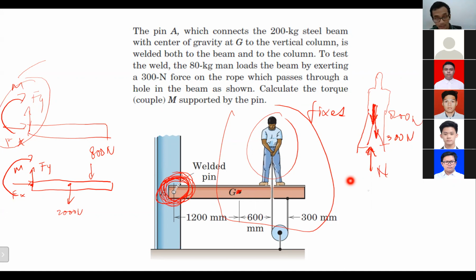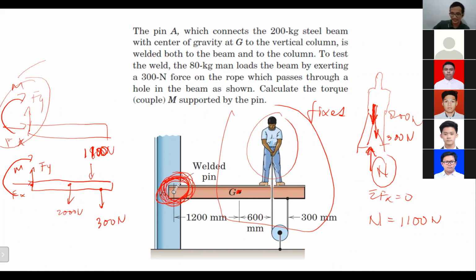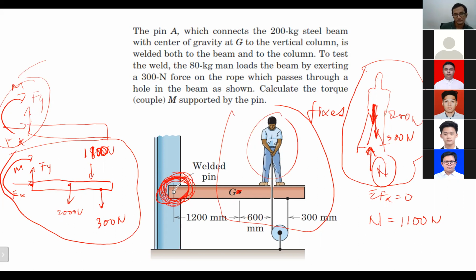Then normal force. Because of that, using sigma Fy equal to 0, we have normal force equal to 800 plus 300 Newton. So actually the normal force here is supposed to be 1100 Newton. It's not supposed to be 800, but 1100 Newtons. What else? There will be another 300 Newtons here. So basically, this is the free body diagram for the beam, and this is the free body diagram of the man. Although I haven't put the dimension yet, you're supposed to put the dimension there.